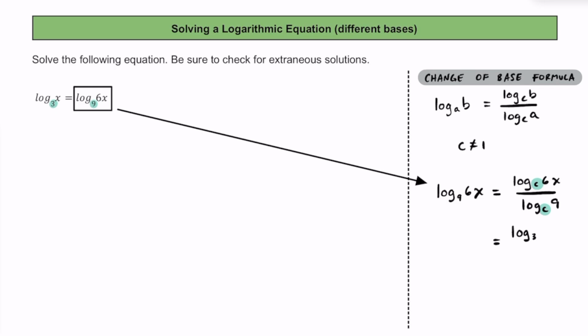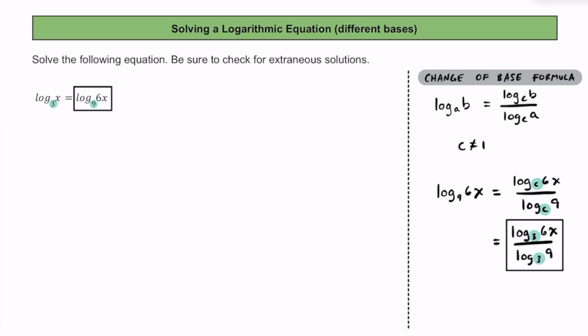So I'm going to write log base 3 of the 6x on top. Let's divide this by log base 3 of 9 on the bottom. Now that both of these log expressions have base 3 in them, let's take this expression and substitute it back. Notice now for our equation, all the logarithms have the same base of 3, so this should be a little bit easier for us.